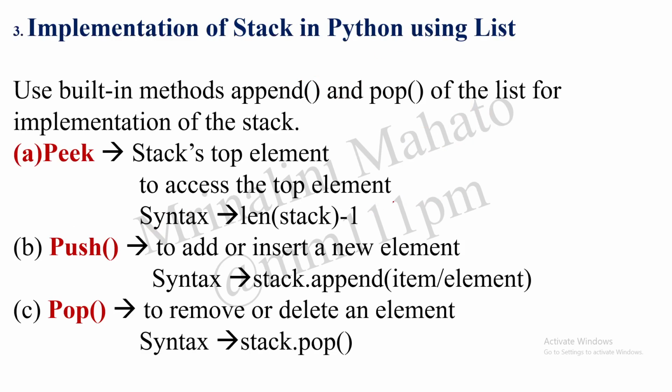Now, implementation of stack in Python using list. Now we will implement it using a list. Why only list? Because the list bracket you remember looks like this, the horizontal way. Now you just turn this bracket, and it will look like this. So then it will come as a stack.